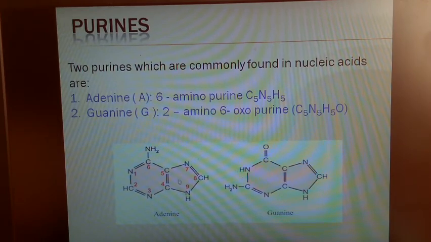If you observe here, the name is 6-aminopurine. On the 6th carbon atom, an amino group is there. We are not going to name this as an amine group, whether primary, secondary, or tertiary.